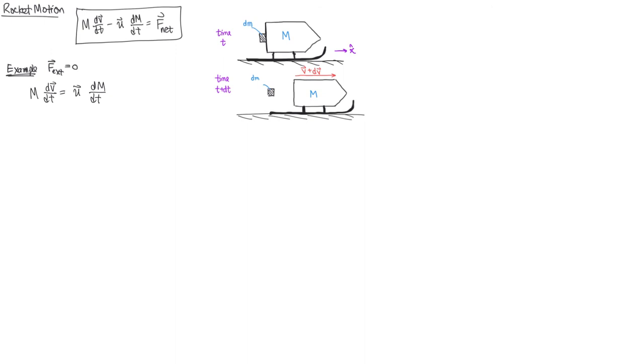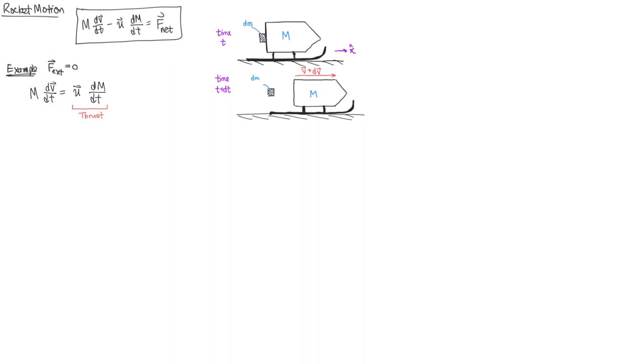This quantity, u dm/dt, goes by the name of thrust. This tells you how effective your rocket will be at accelerating, and it depends on two things. How quickly can you get mass out of the rocket? If you can burn fuel at a very high rate, then you're going to have a high dm/dt. And if you have a very high exhaust velocity, you're going to produce a lot of momentum for your rocket.